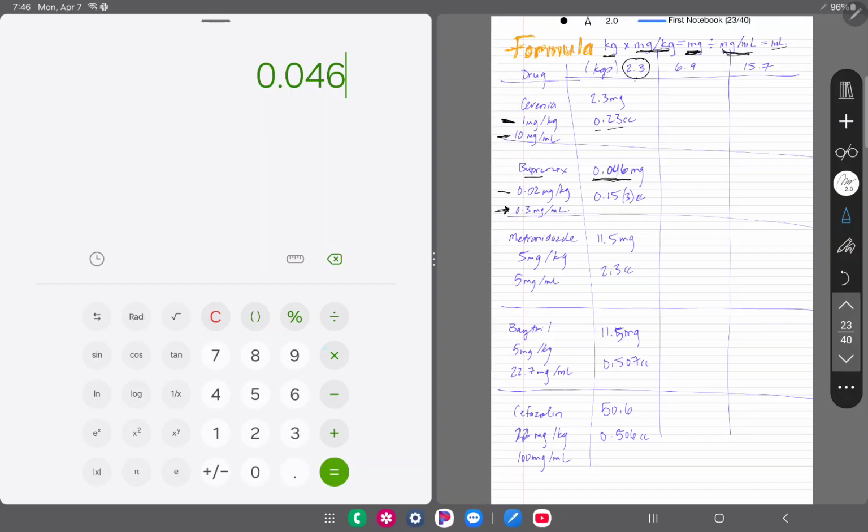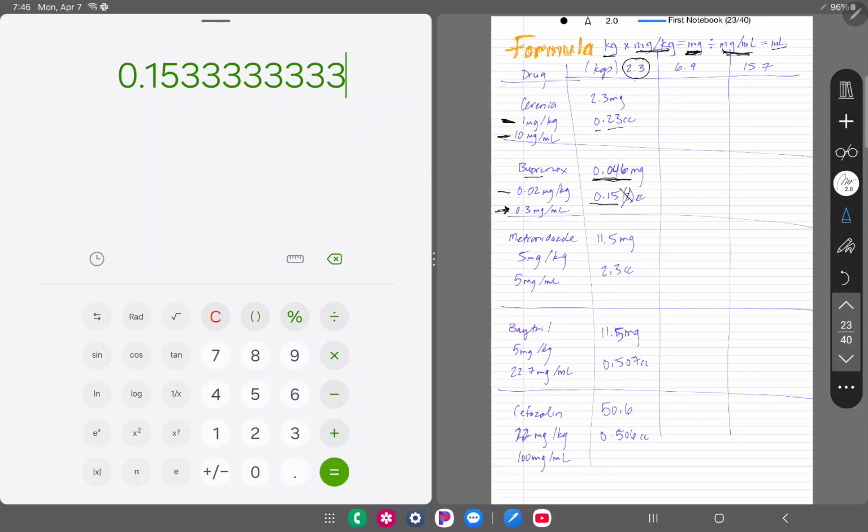So 0.046 divided by 0.3 will give you 0.153 repeating. And as you know, you can't draw up 0.1533333. So you drop 0.15 cc's in a tuberculin syringe, and that's your dose in mLs you're going to give.